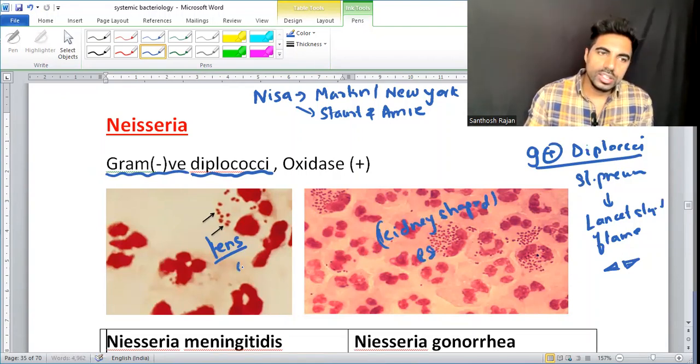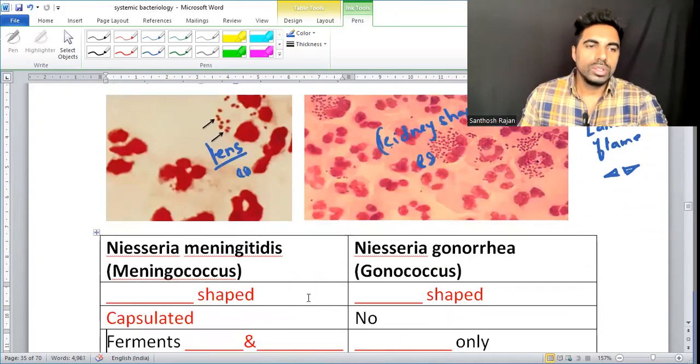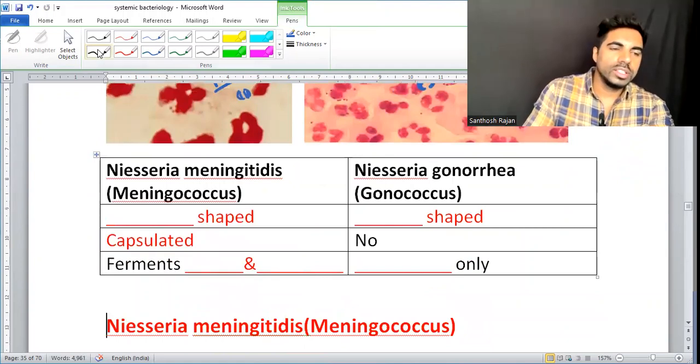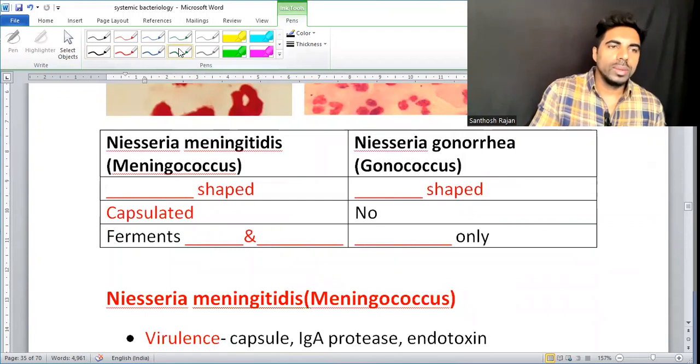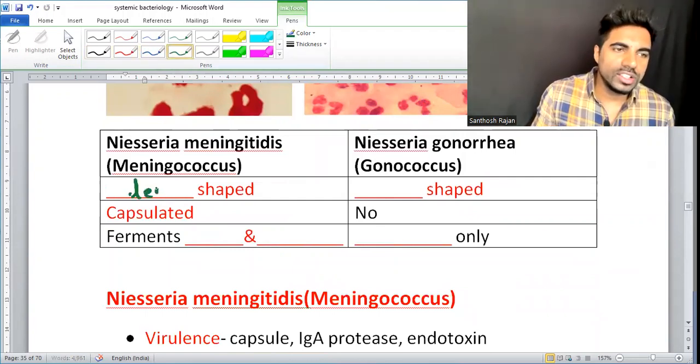Like this. Yeah, a lens, just like a lens. Okay, bus. Now let's go down. So Neisseria meningitidis, it's very easy now. You know already all the answers. What is the shape? Lens shape. It has a lens shape.